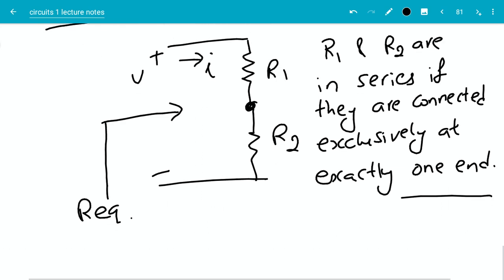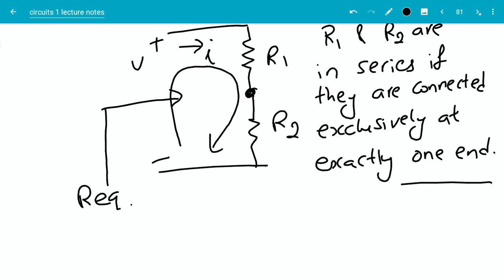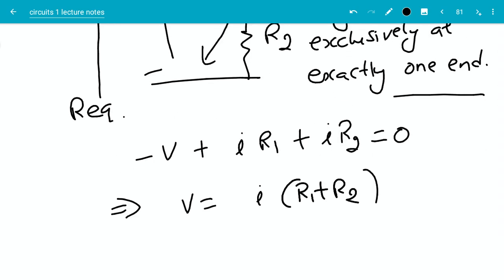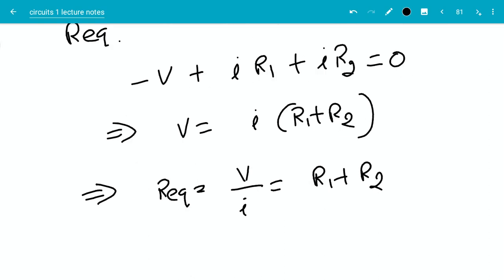Okay, so now I can use a KVL. So let's say here this forms a loop. I will do a KVL in this loop and write down the KVL equation. Going up, I have a voltage increase of minus V, plus I have a voltage drop of I R1, plus another voltage drop of I R2. This should be equal to 0. Rearranging, I have V is equal to I times R1 plus R2, which implies the equivalent resistance would be equal to R1 plus R2.